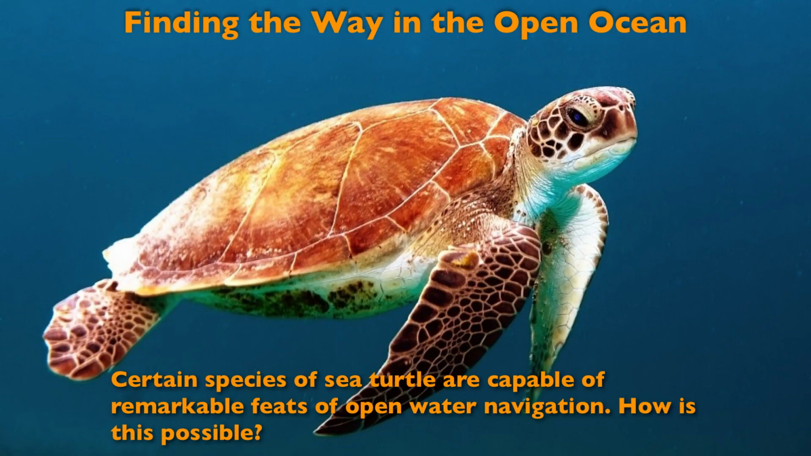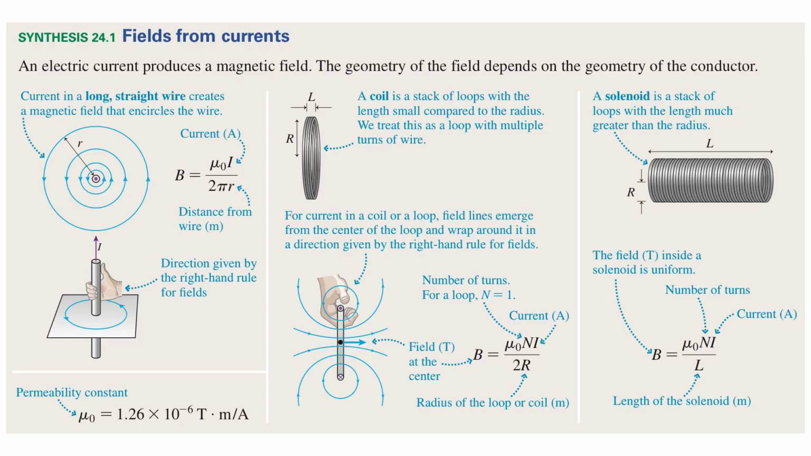I'm always looking for applications of this material to the living world. And one of the things we're going to talk about this week is magnetic navigation. Sea turtles are capable of remarkable feats of navigation in the ocean. How do they do it? And one thing that they do is they use the Earth's magnetic field, and exactly how they do it is something which we'll talk about once we learn a little bit more about magnetic fields.